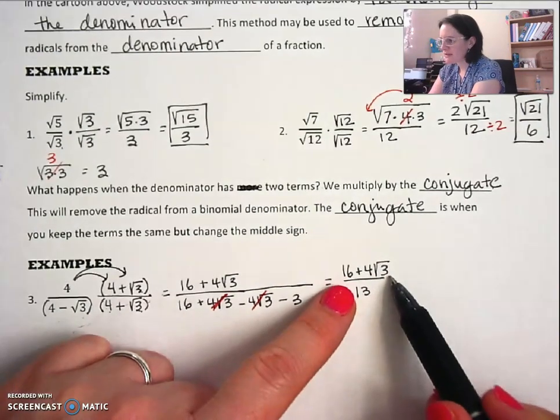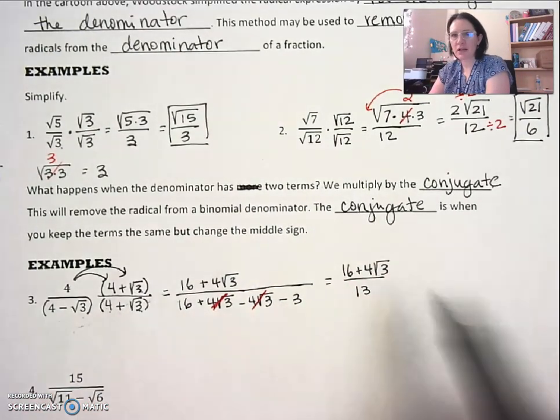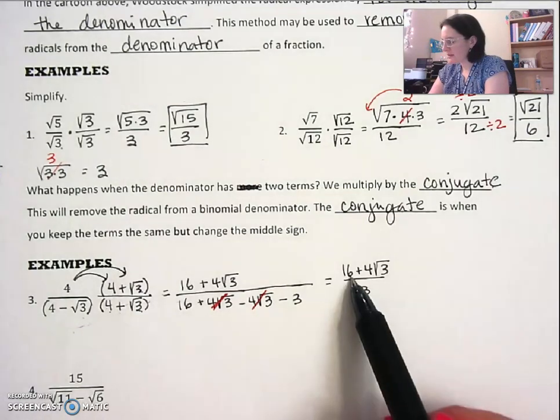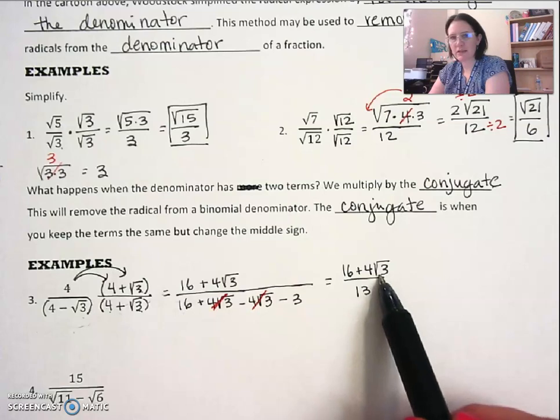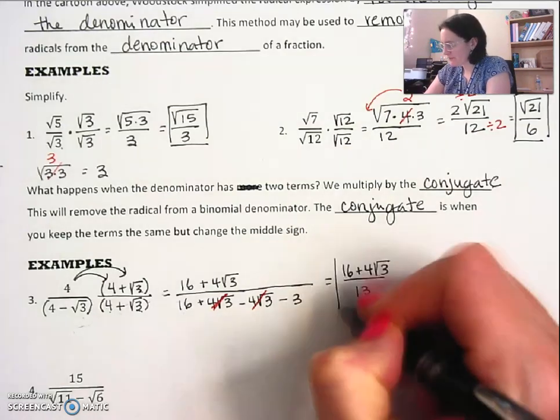And you can't combine the terms in the numerator because they're not like terms. The 16 would need to have a radical 3 in order to combine it with the 4 radical 3.